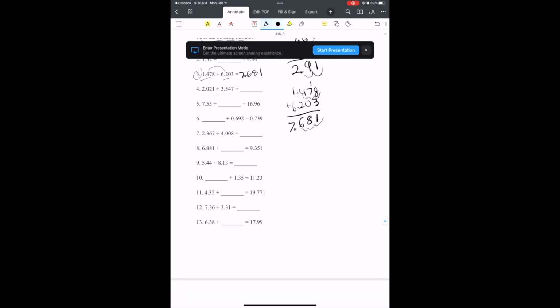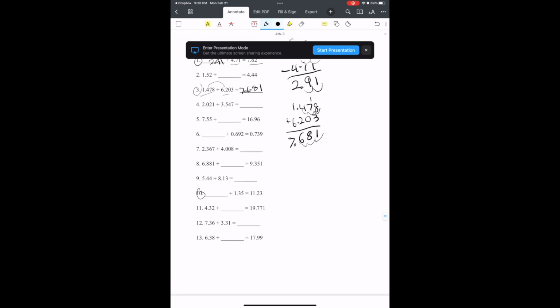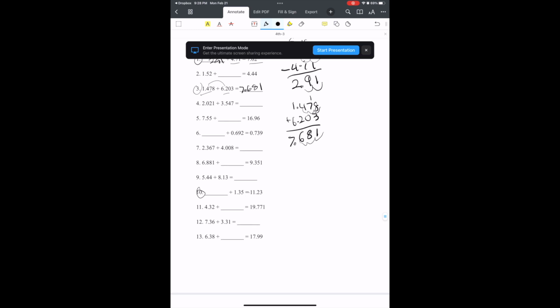Alright, so let's do number 10. Basically, like how we did with question number 1, we're going to subtract this number from this number. So 11.23 minus 1.35. You do the math. 13 minus 5 is 8. You can't do 1 minus 3, so we have to get 1 from that. 11 minus 3 is 8. Goofy mistake, I know. Oops. And then turn this into 0. 10 minus 1 is 9. So the answer is 9.88.